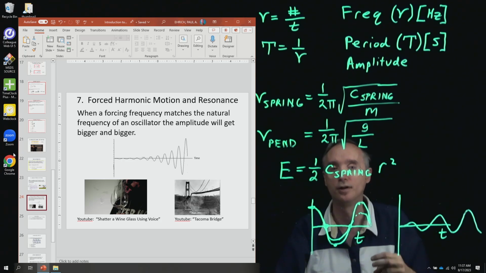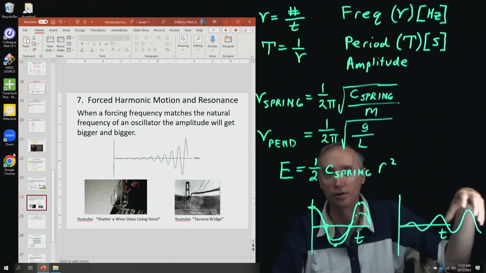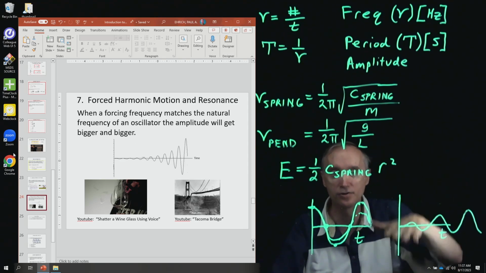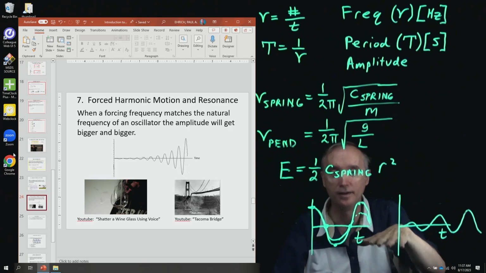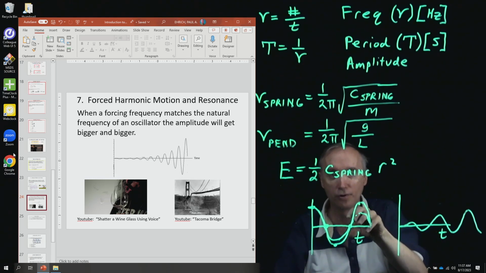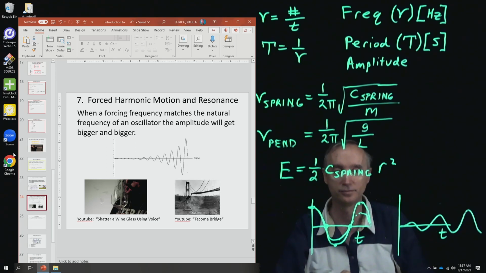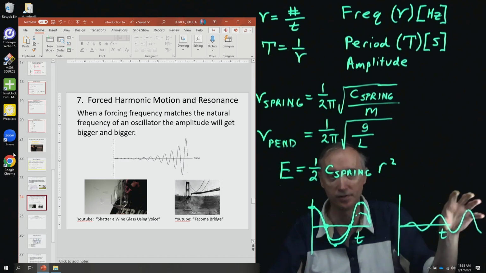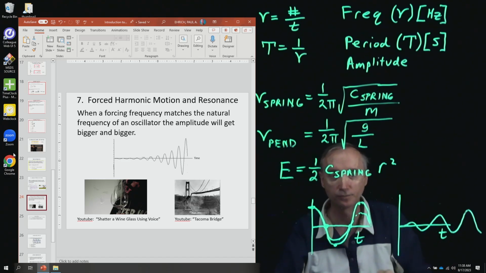Okay, another example. Soldiers, when they go across a bridge, should not march in unison. Because if they're marching in unison, they're marching at a certain frequency, and if that frequency matches the natural frequency of the bridge, it's going to collapse. That's the reason they tell soldiers to walk at different speeds and frequencies as they walk across a bridge. The picture there is the Tacoma Bridge in Washington. So watch that video.